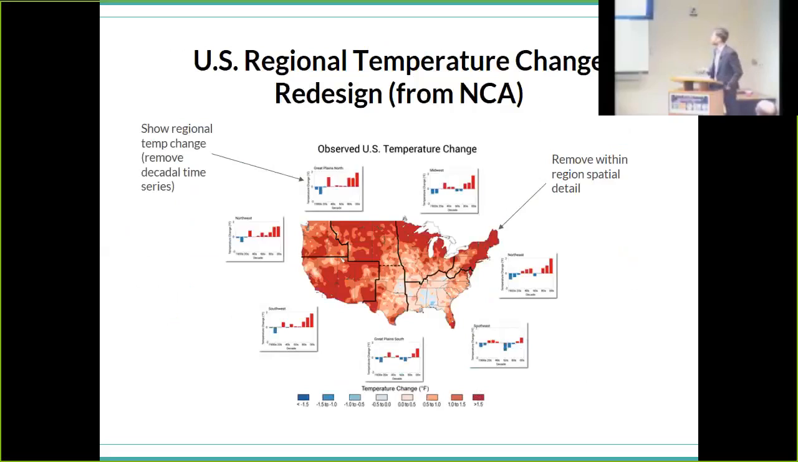And the final one we looked at, even though this wasn't in the indicator list that I showed earlier, just to bring it back around to the original image that I started with, is the regional temperature change map from the National Climate Assessment. This just seemed like a particularly interesting image to look at because the key message was actually really, really simple. It was just that across the US, temperature is going up across a lot of different regions, but in different amounts. That's it.